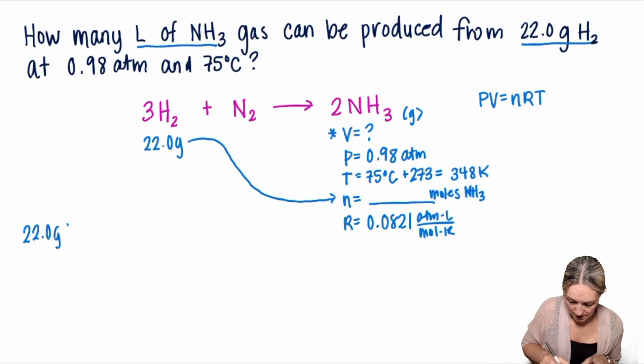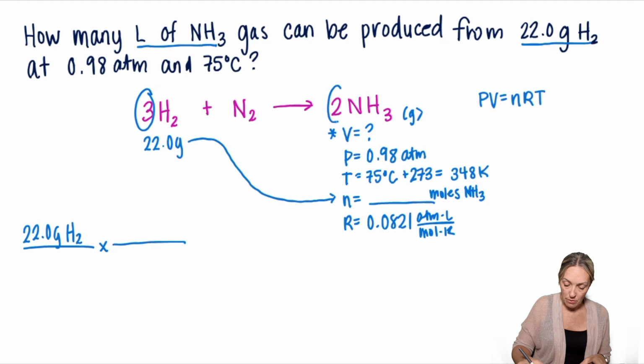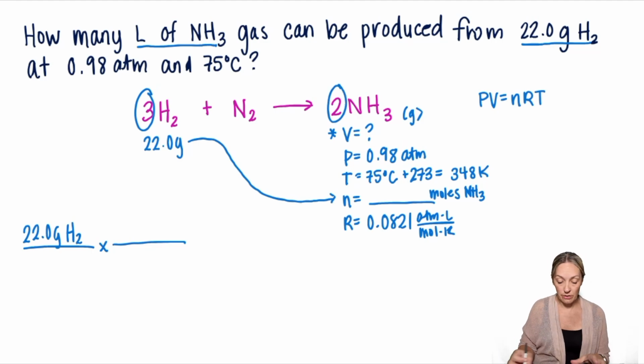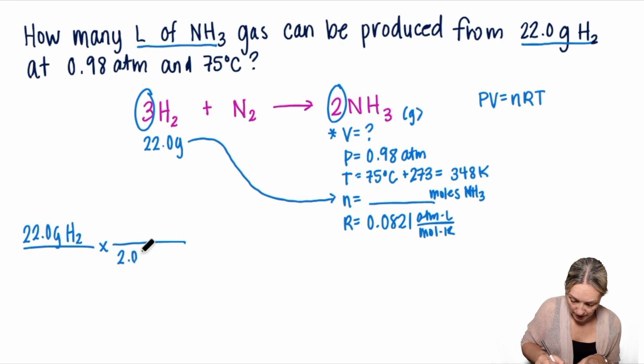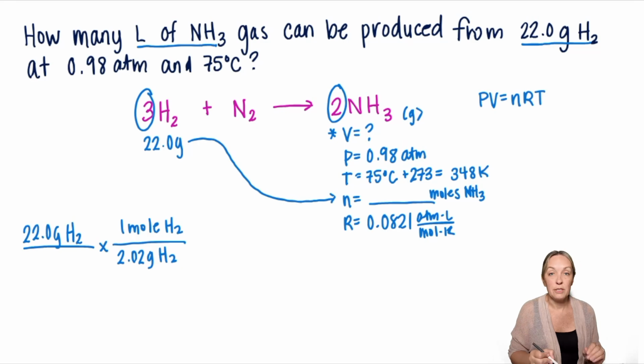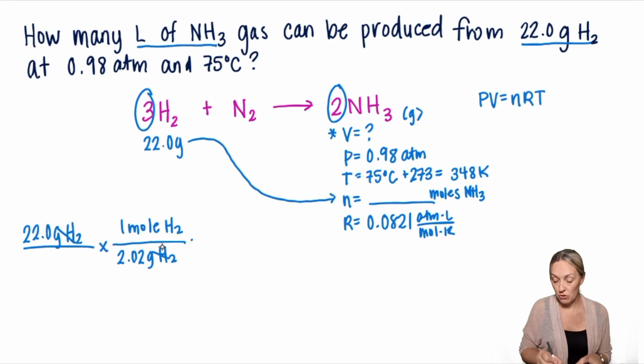22 grams of H2 is my starting point. I would like to use the ratio between the H2 and the NH3, but remember that ratio only works when you're in the unit of moles. So I'm going to convert my grams of H2 into moles of H2 using the periodic table. When I go to the periodic table, I add up 2 hydrogens, and that tells me 2.02 grams are in 1 mole.